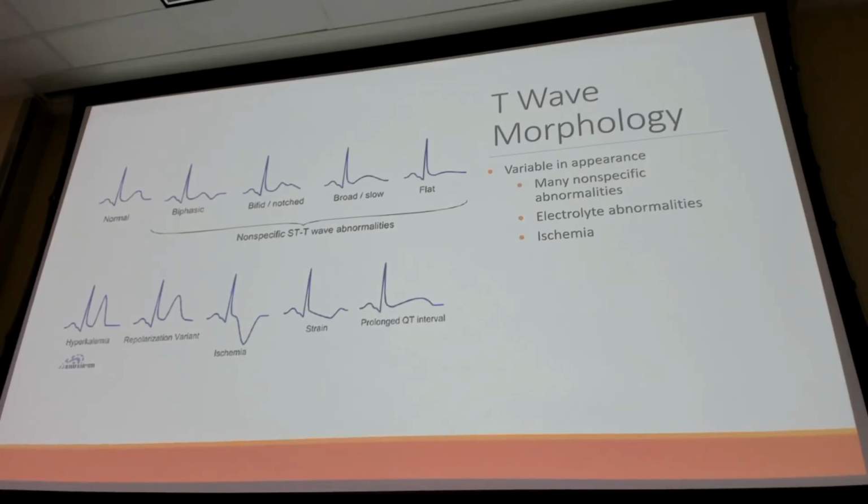So if we have those peaked T waves and you see it across all of your leads or all of your T waves, then you could think maybe some sort of hyperkalemia or electrolyte abnormality. And then the important things we're going to focus on today are those ischemic ones. So, and then our ST elevations.